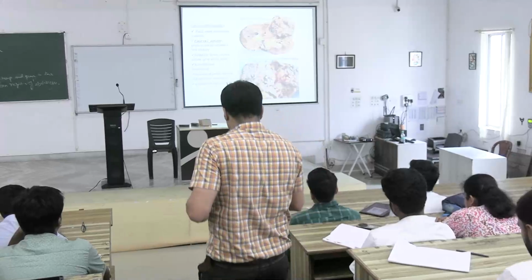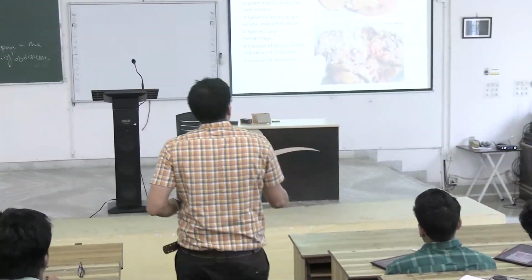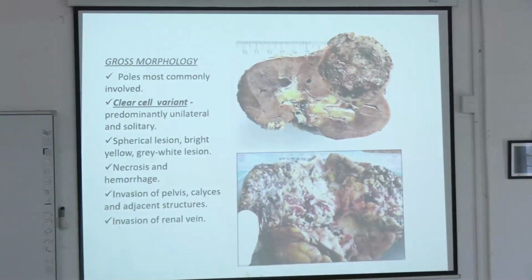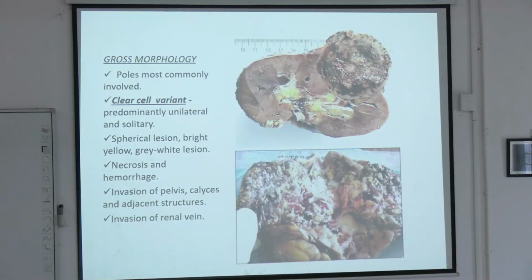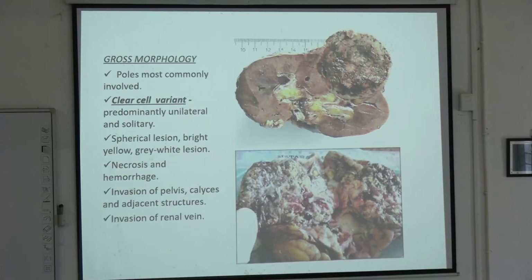So this is basically the tumor here. This is one of the poles. This is the tumor. On the cut surface, they have a variegated appearance. They can have solid as well as cystic areas, a variegated appearance with solid and cystic areas, and there are clearly areas of necrosis and hemorrhage.